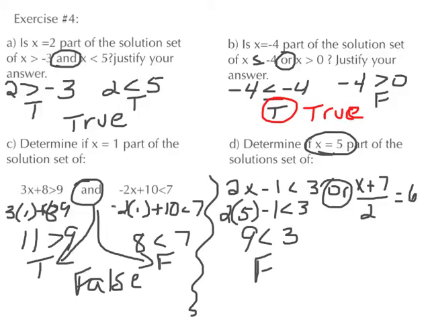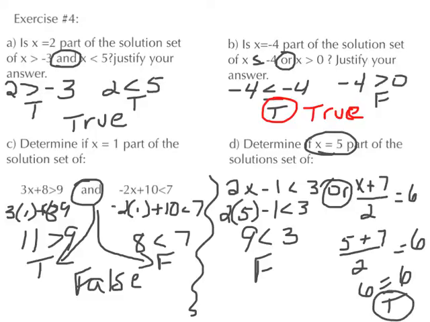Or, now we have to plug in again. So 5 plus 7 divided by 2 equals 6. Well, 5 plus 7 is 12. 12 divided by 2 is 6. 6 equals 6. So therefore, this is a true statement. Because it's an or, I have one true. This is a true overall statement.